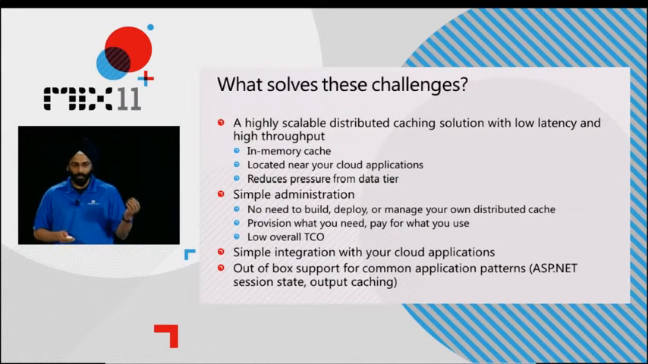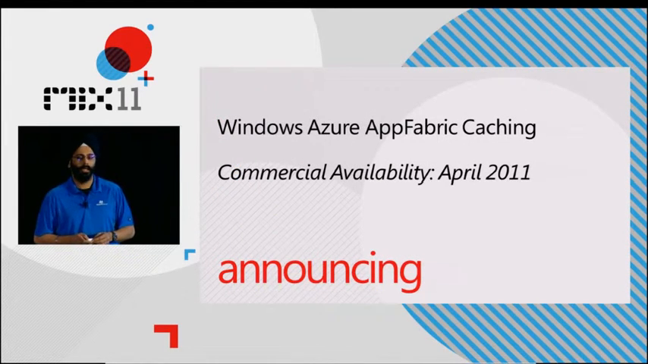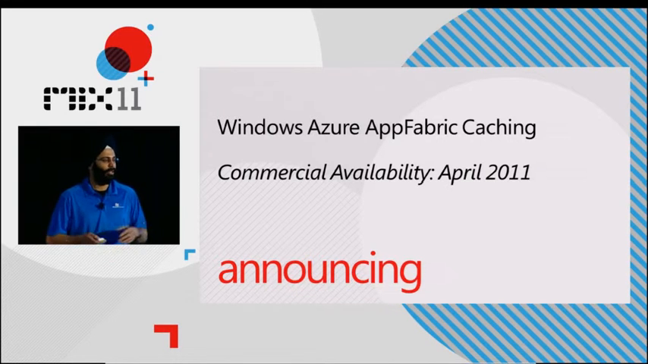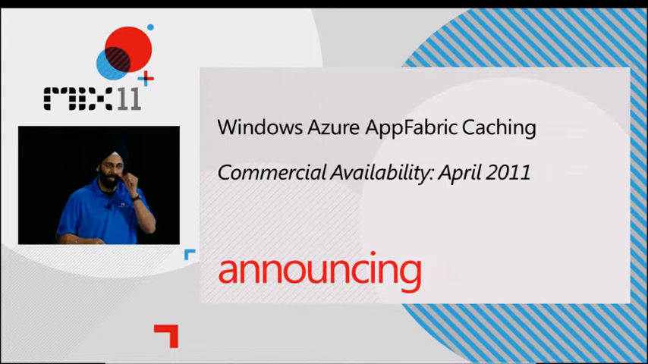So with these, we had the AppFabric caching out in CTP since PDC. That's where we first announced it. Since then, we've been listening to a lot of feedback and made a bunch of other CTP refreshes. We're happy to announce today that we will have the first commercially available version of AppFabric caching to start using in production applications by the end of the month. April is the target. It was announced yesterday at the keynote as well.